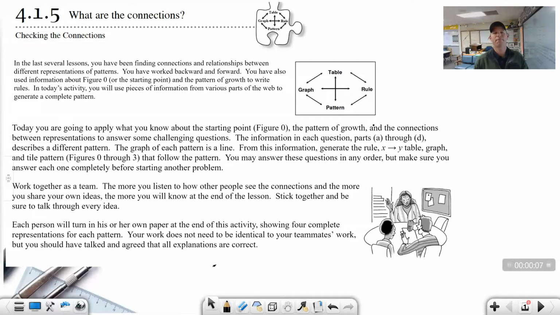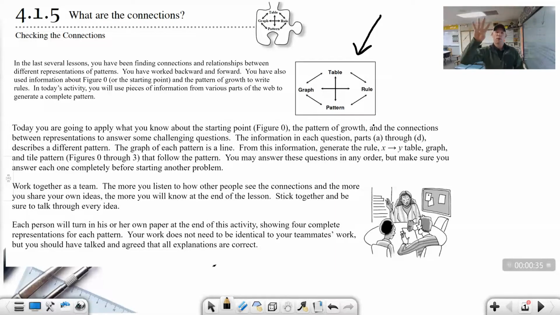Today we are doing lesson 4.1.5. Now, this is a 2-day lesson. This is going to take you 2 class periods to complete because there's a lot to this, okay? Here we go. In the last several lessons, you have been finding connections and relationships between different representations and patterns. The key graphic is this guy, okay?